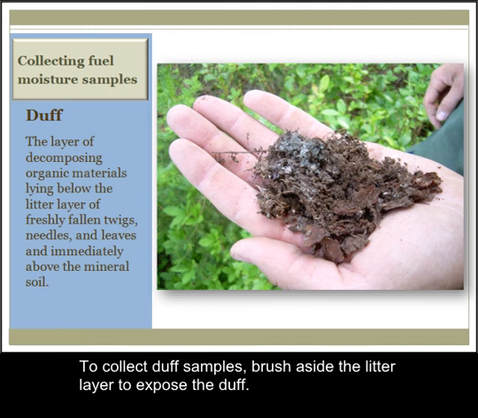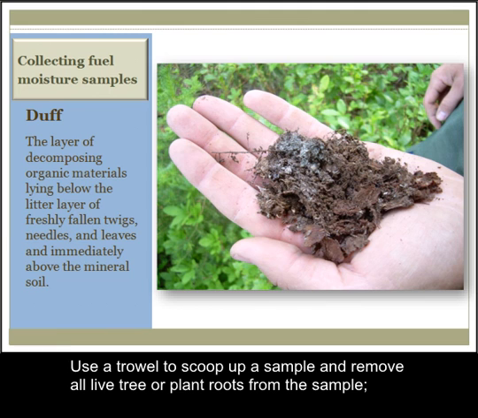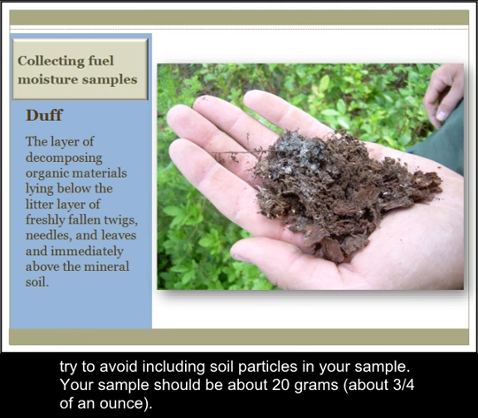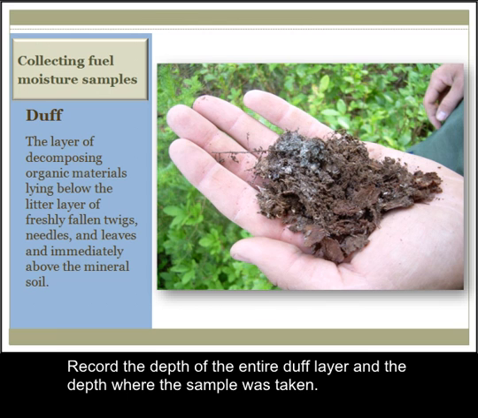To collect duff samples, brush aside the litter layer to expose the duff. Use a trowel to scoop up a sample and remove all live tree or plant roots from the sample. Try to avoid including soil particles in your sample. Your sample should be about 20 grams, about 3/4 of an ounce. Record the depth of the entire duff layer and the depth where the sample was taken.